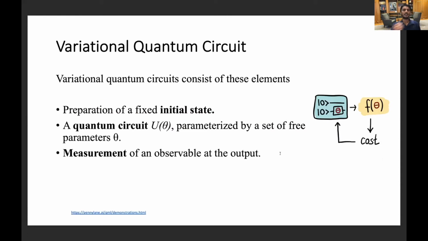Okay, so there are some main components of a variational quantum circuit, as I explained. First, we have to prepare a fixed initial state on which the quantum circuit can act. Then you have to design a quantum circuit, U theta. So designing this U theta is similar to choosing your neural network, right?